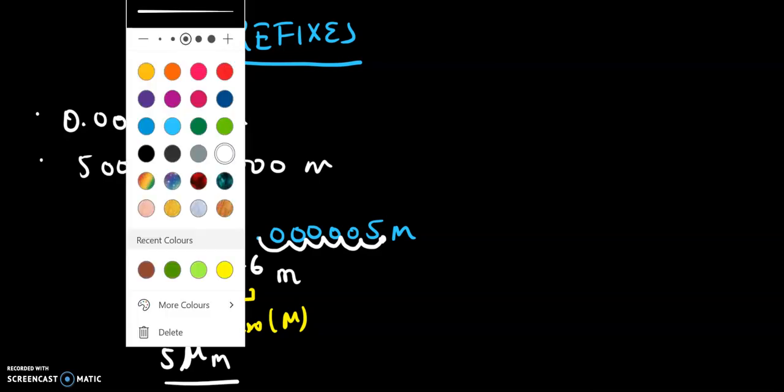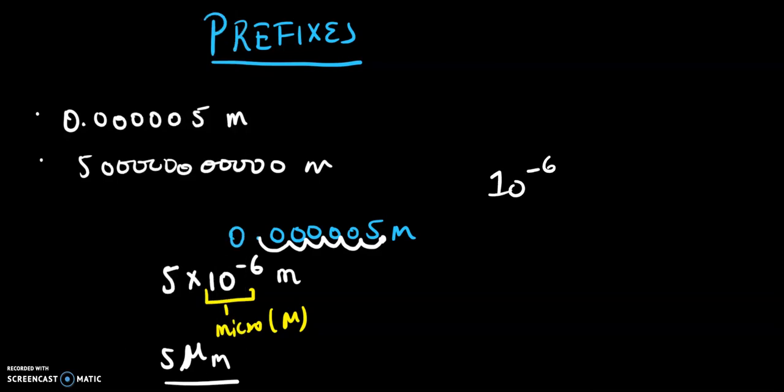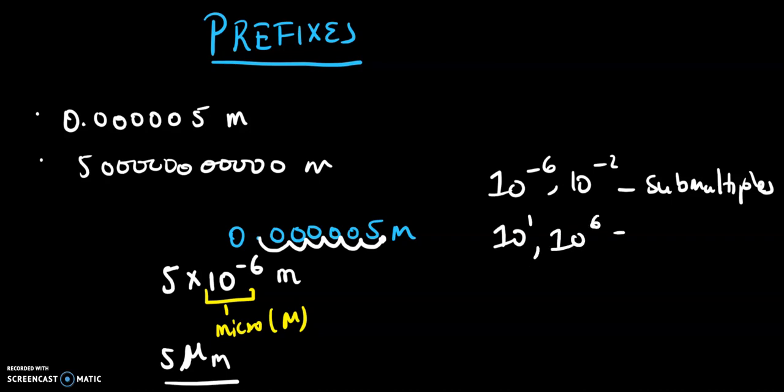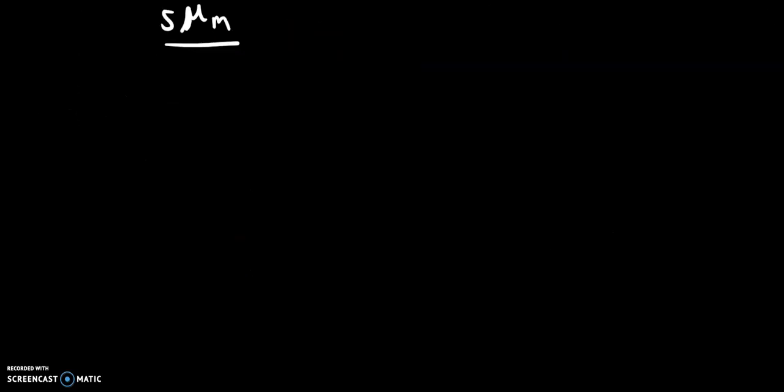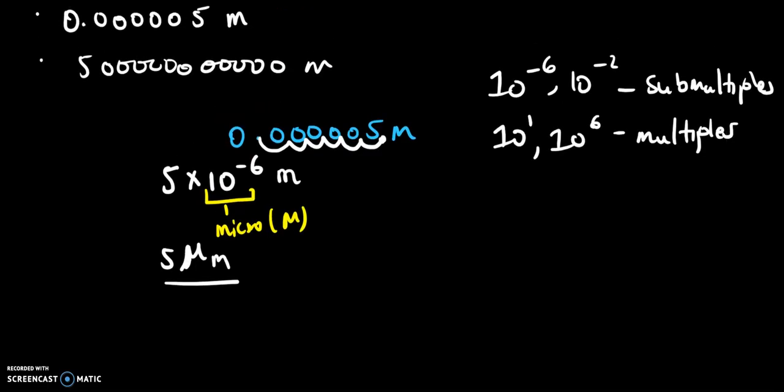So numbers such as 10 to the minus 6, 10 to the minus 2, expressed as factors of 10 and less than 1, are known as submultiples. And then those greater than 1, such as 10 to the power of 1, 10 to the power of 6, are what we call multiples. So there we have it. We have expressed that number in terms of a prefix.